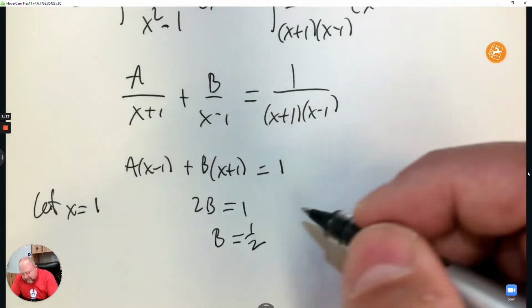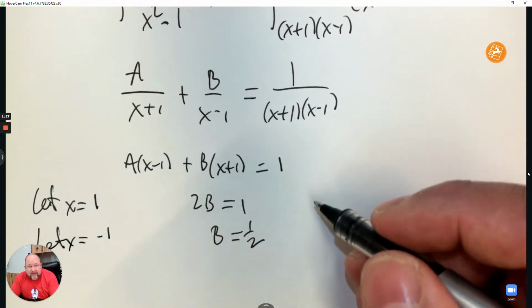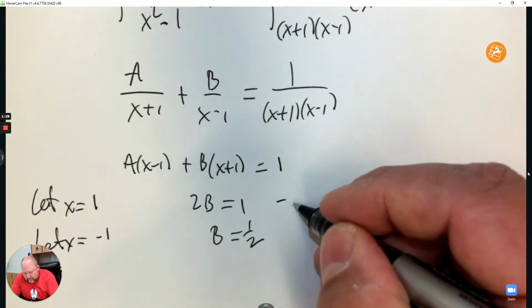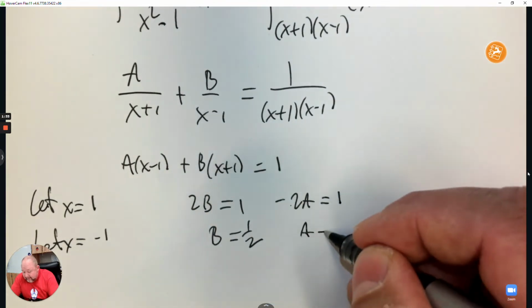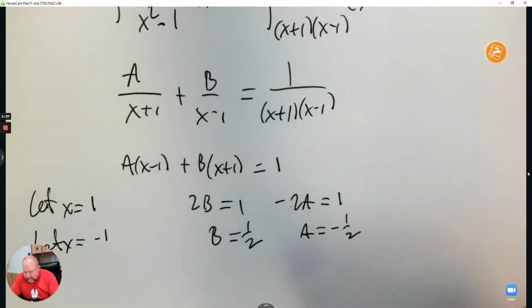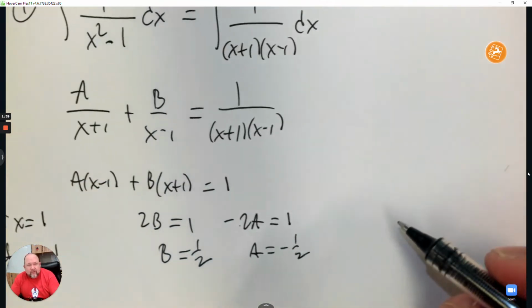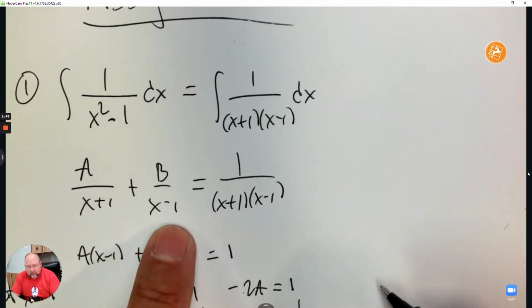I'm also going to let x equal negative 1. And in that situation, I got negative 2a is equal to 1, because that's 0. And then divide by negative 2, and I get negative 1/2. Now I'm going to come back into this question, and I'm going to rewrite it with a and b. So I'm going to rewrite it in this form.